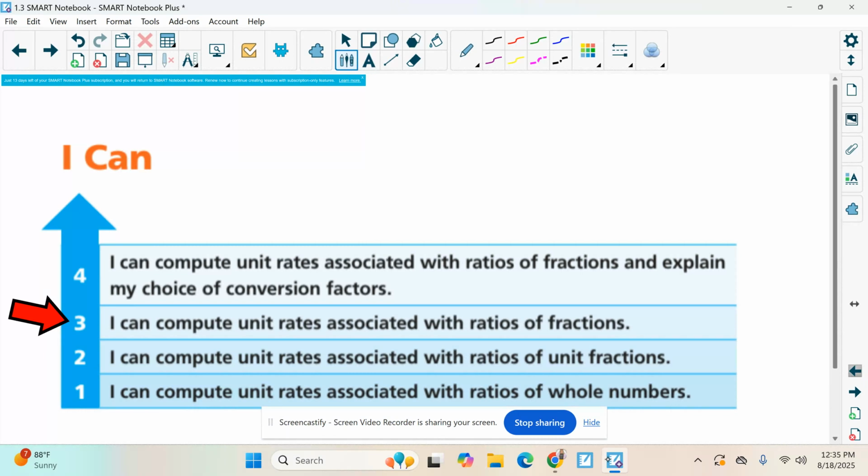I'm not going to make you write it for now for the sake of time: I can compute unit rates associated with ratios of fractions. The word compute means to calculate or to find. So if you see that word, that's what it means, and you're going to see that word.